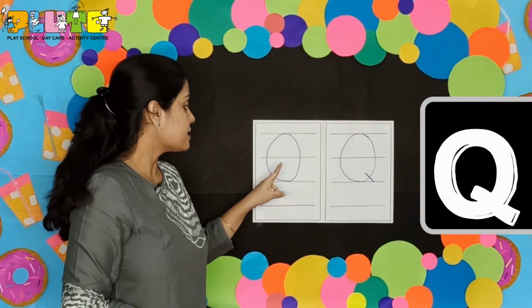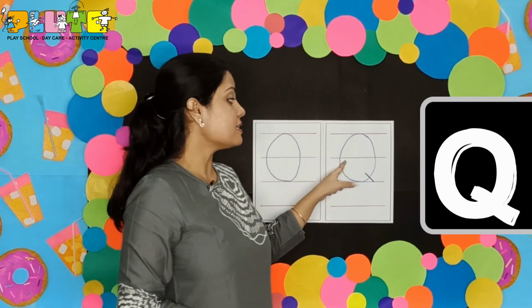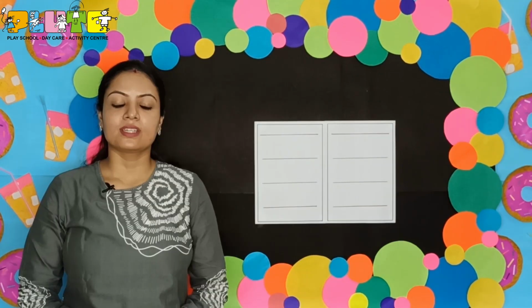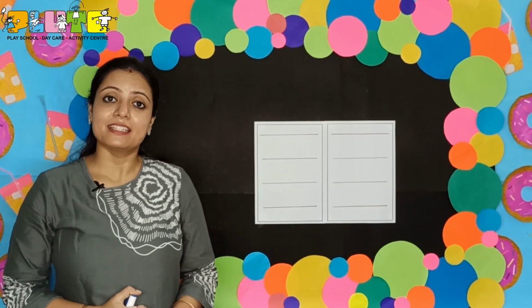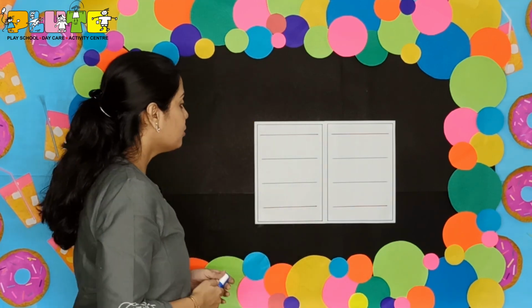So children, this is our O and this is Q. Children, let's write the next alphabet, that is N. And how will we write N? We will write N with the help of standing and slanting lines. So all of you, look here.